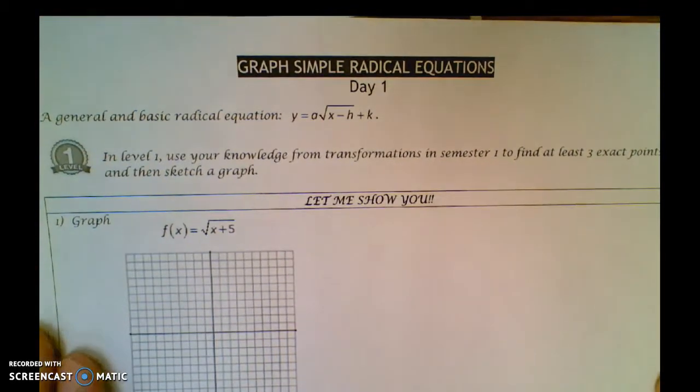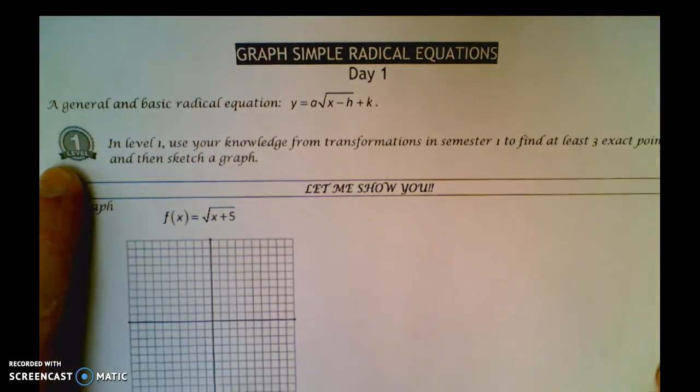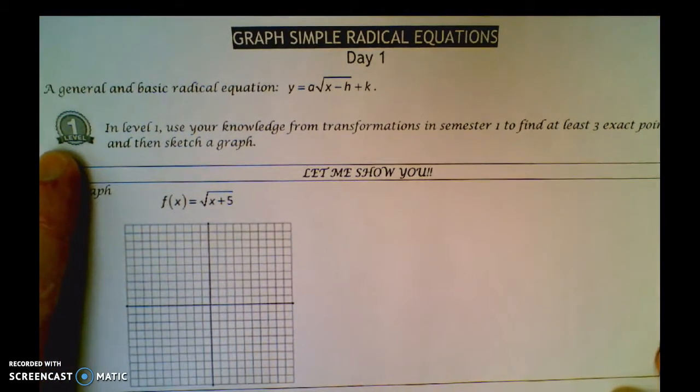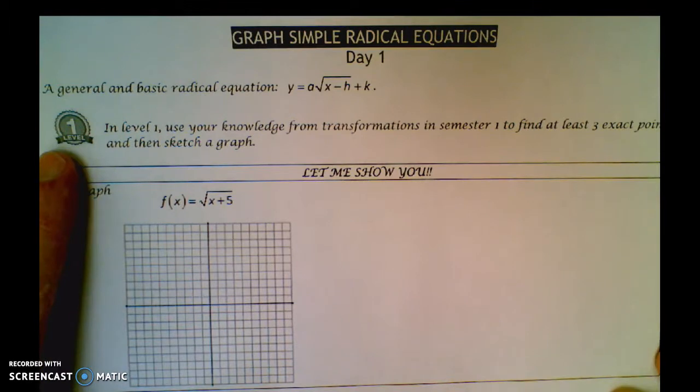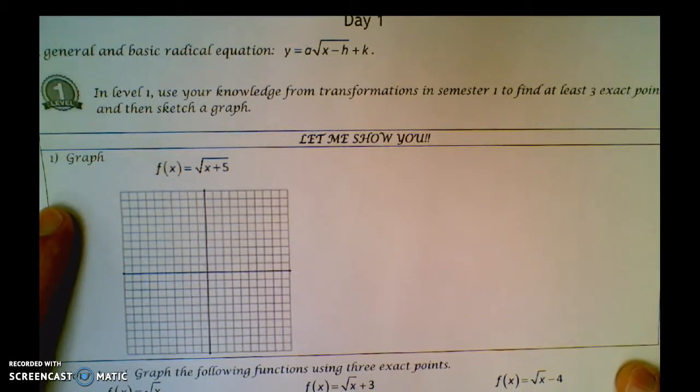Alright, this is day 1 of graphing simple radical equations. We're going to do level 1 in this video. And in this video it says use your knowledge from transformations in semester 1 to find at least 3 exact points and then sketch a graph. So here's the graph that we're given.